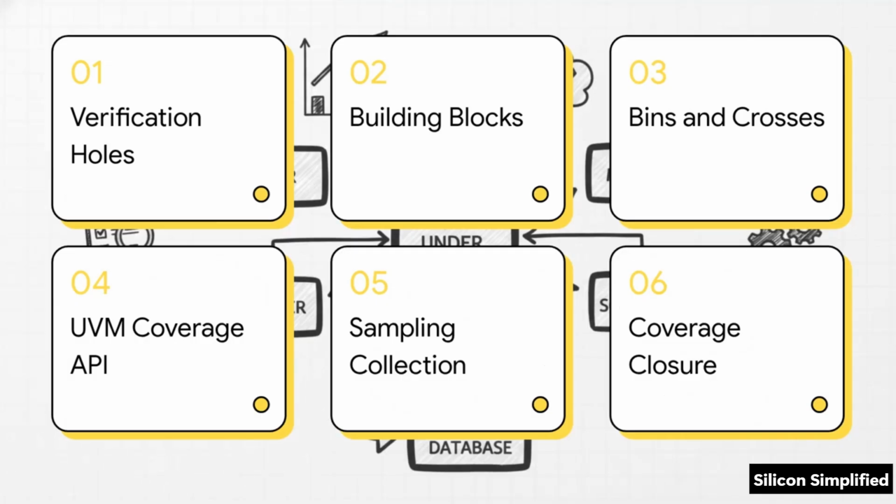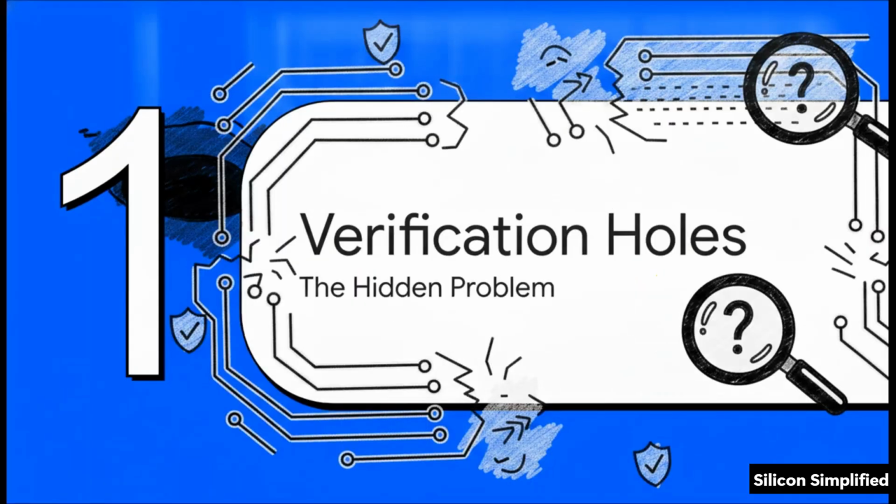All right, here's our game plan for today. We'll start with the verification hole problem. Look at the building blocks of coverage, define bins and crosses, check out the UVM Coverage API, move into sampling and collection, and finally, wrap it all up with achieving coverage closure. Let's dive right into part one, the verification hole problem.